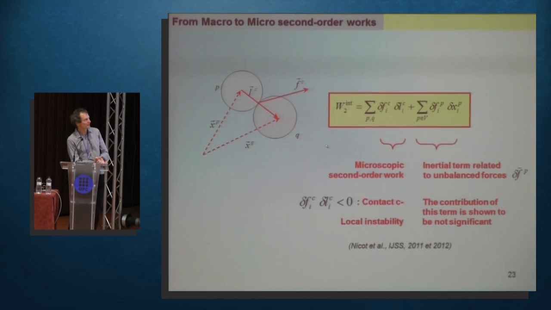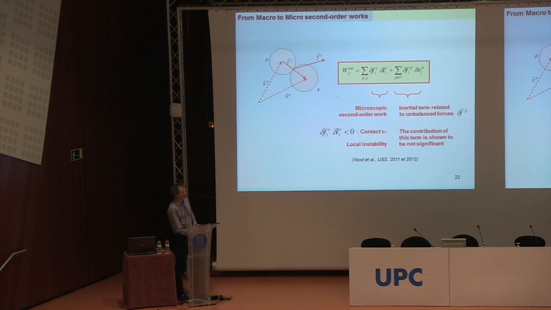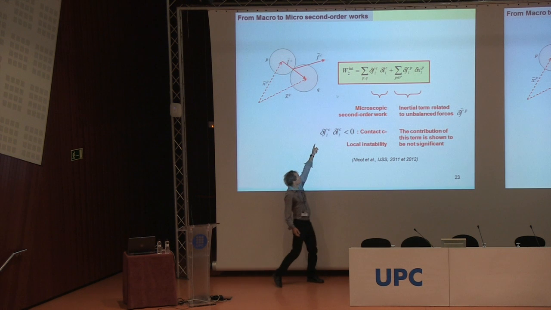This is what we have. This is what we did, and then by doing so, we can derive this relation, in which we express the internal second order work with the branch vectors and the contact forces. The second term on the right-hand side of the equation can be omitted, and finally, we can focus on this term.